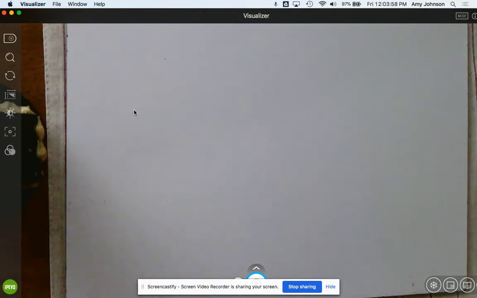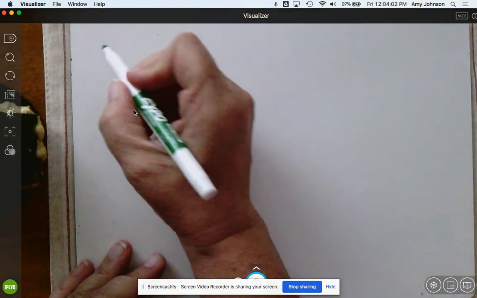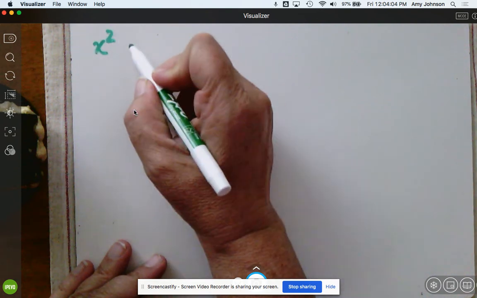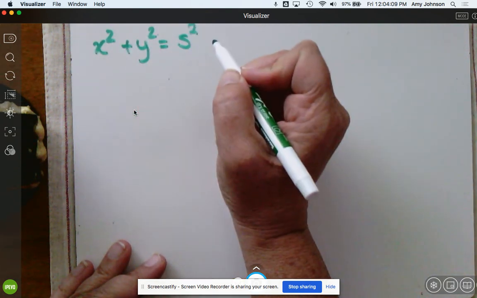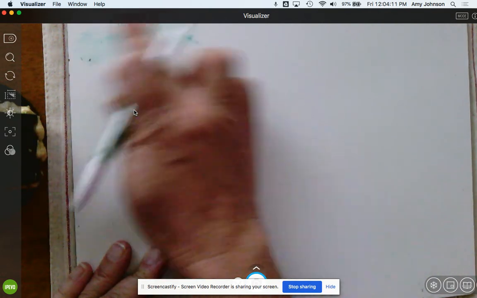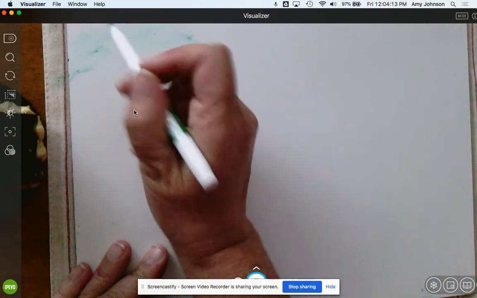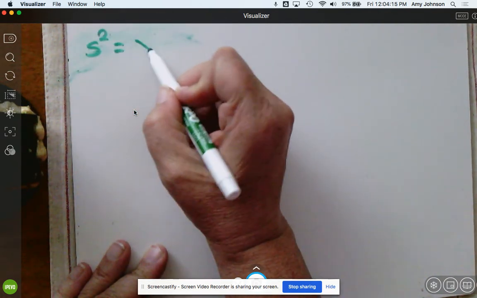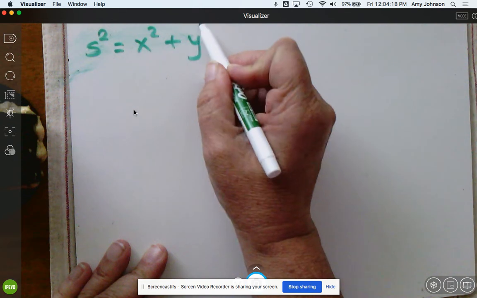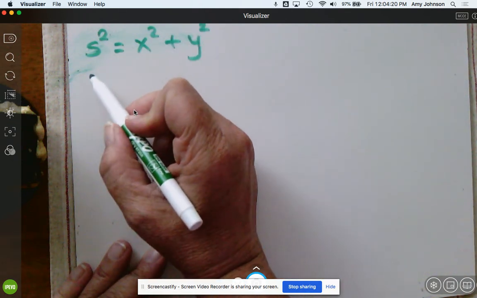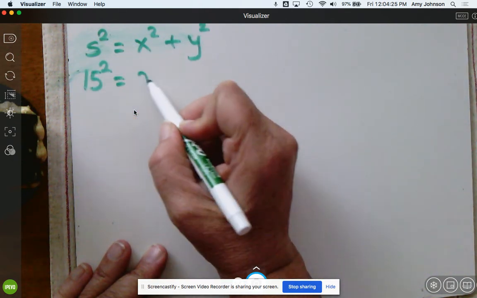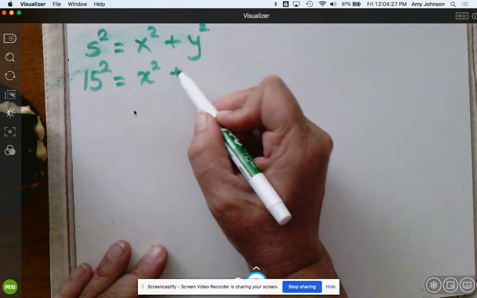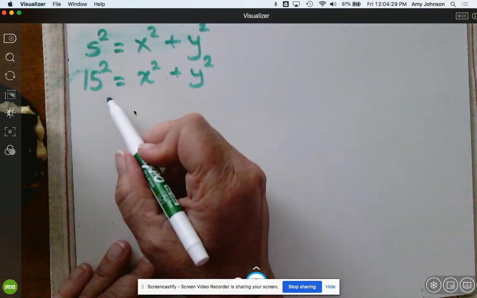So I'm going to do this on the whiteboard. Hopefully I don't mess up my markers. So here's my equation. x squared plus y squared equals s squared. Actually, I don't know why I didn't write it the other way. I'll do it this way. s squared equals x squared plus y squared. We know that s is always 15. So let's just go ahead and put that in now. I mean, we can put it in later, but it's just as easy to do it now.